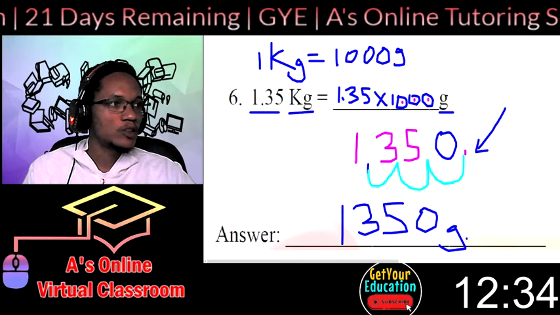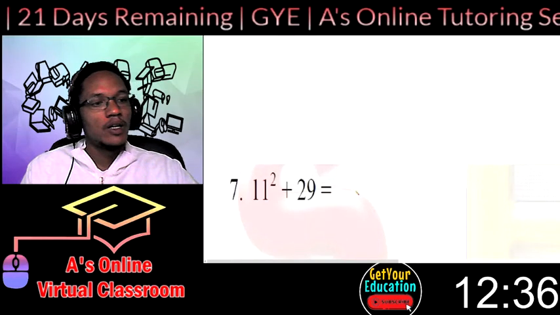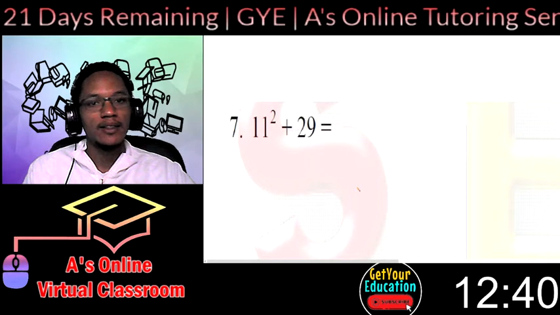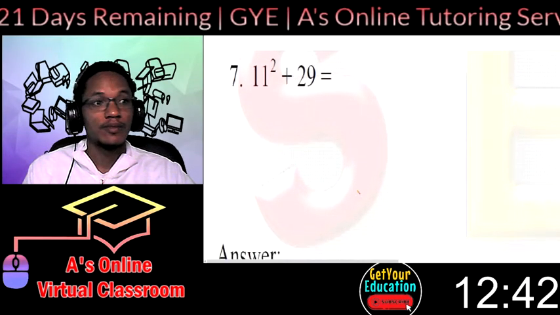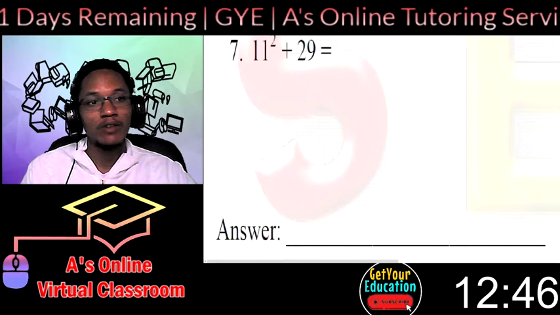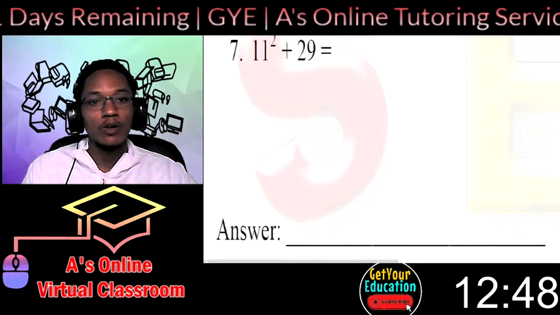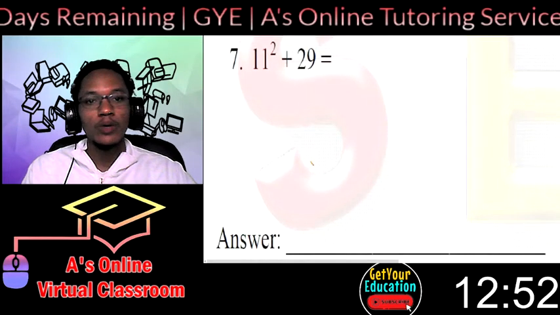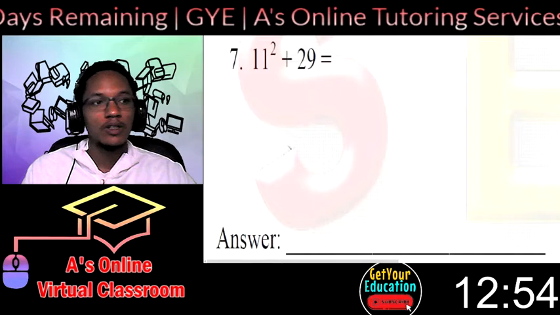Alright, next question. 11 squared plus 29. Alright, so 11 squared is actually one of the square numbers you have to learn. Please learn all of our square numbers from 1 all the way up to 12.